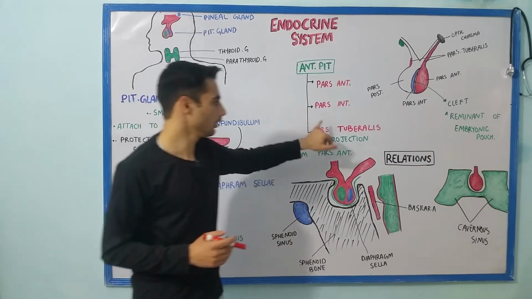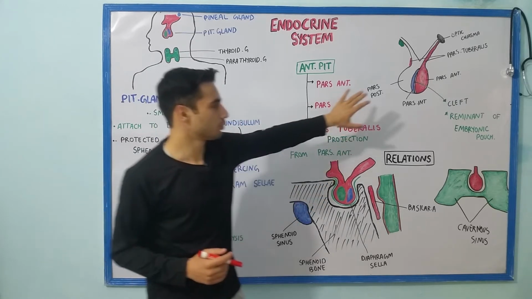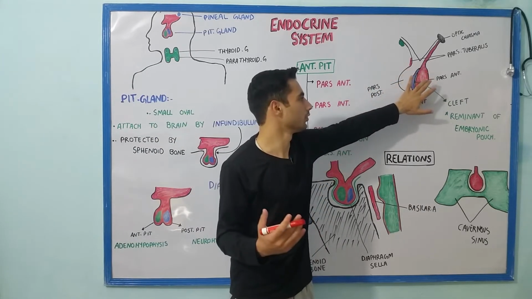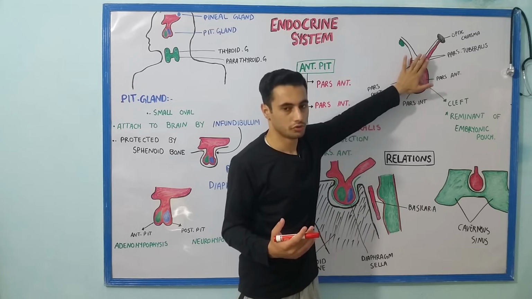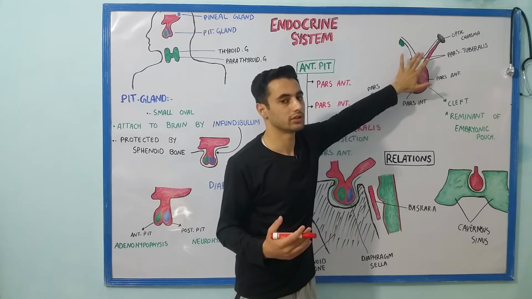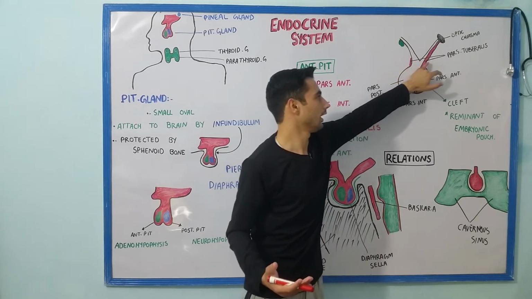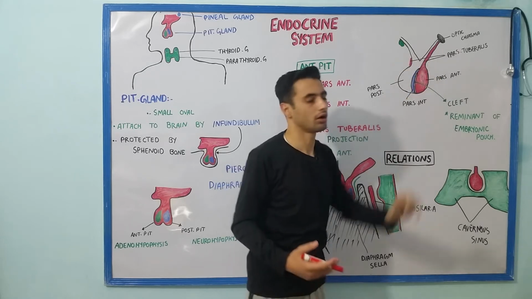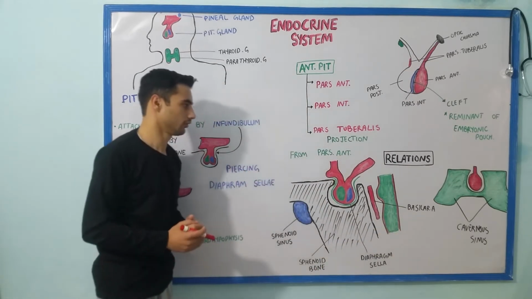Now, the pars tuberalis is a projection of the pars anterior into the pituitary stalk. It covers the pituitary stalk anteriorly as well as laterally. So we call that the pars tuberalis.